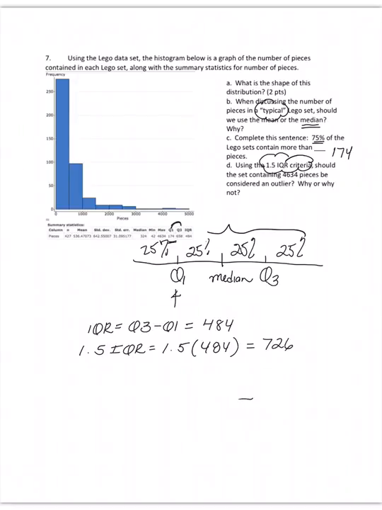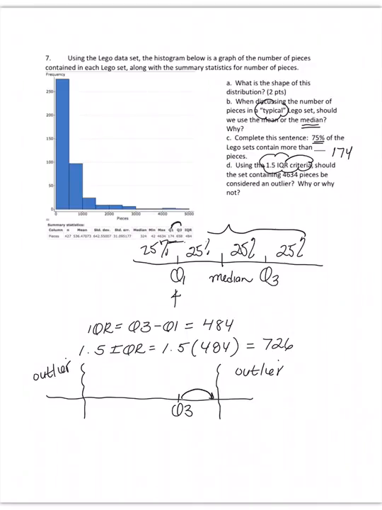Now we use that to find the location of what we call the fences. So there's a lower fence and an upper fence. Anything out here is an outlier, unusually high. Anything out here is an outlier, unusually low. Now how do you find the location of the fences? For the upper fence, you start at Q3 and you add on 1.5 IQRs.